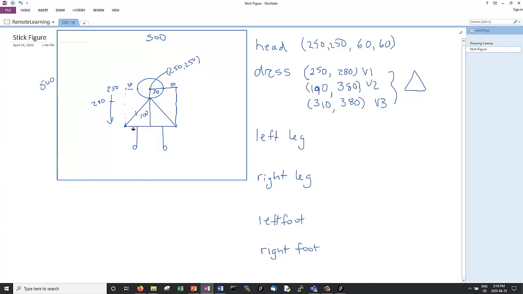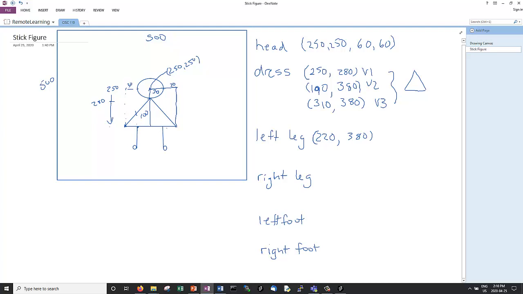Okay, my left leg, I need to have 2 points. This point here, and I need to specify the point at the bottom of the leg. So how am I going to get the X position for the leg? Well, it looks like it pretty much lines up with the head here. So if I take 250 minus 30, then I get an X position of 220. So my X position is going to be 220. My Y position is at the bottom of my dress. So it's 380.